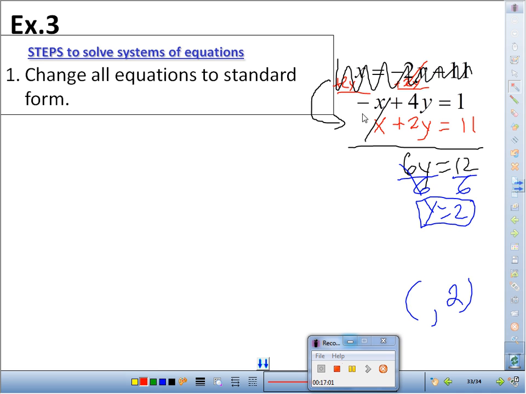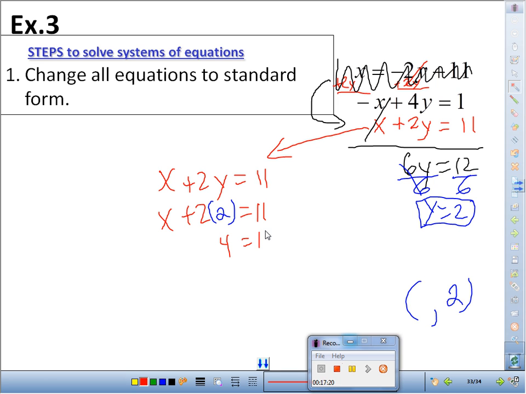So I'm going to use the second equation. Does it matter which equation I use? No. It could be either or. So I'm going to use this one, x plus 2y equals 11. But instead of y, I need to substitute in there the value of 2. Bring everything else down. Equals 11. 2 times 2, that's 4. Bring everything else down. And I solve for x, so minus 4, minus 4. x equals 7. So my solution is 7, 2.